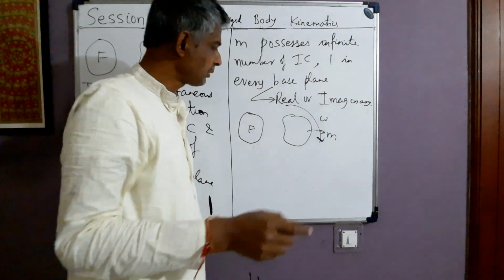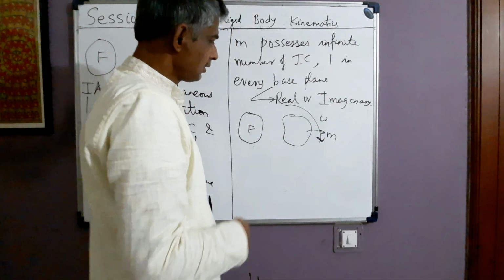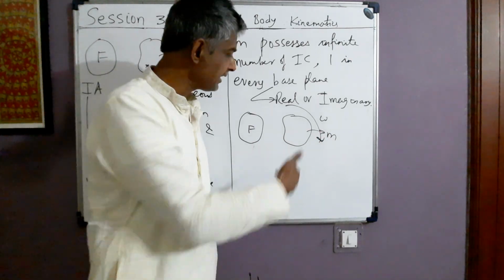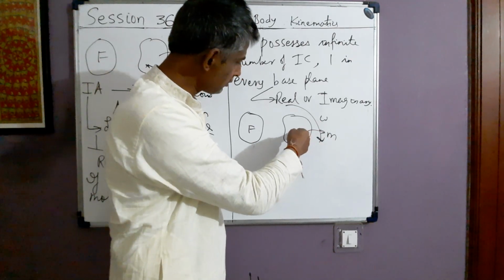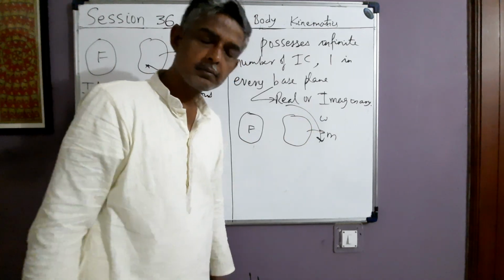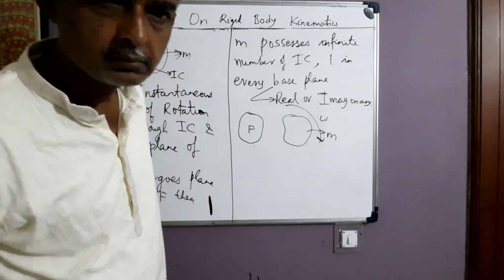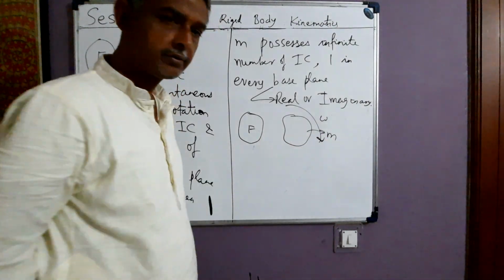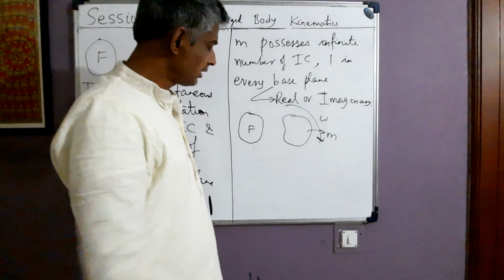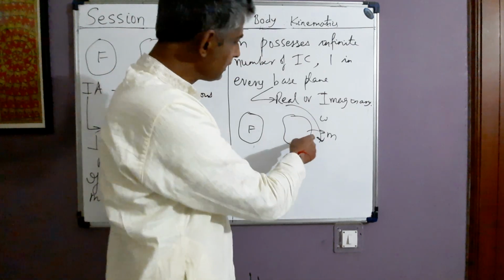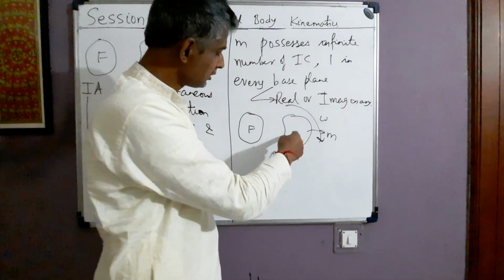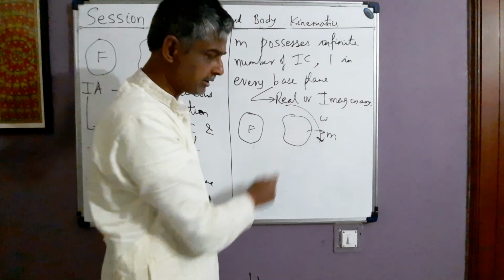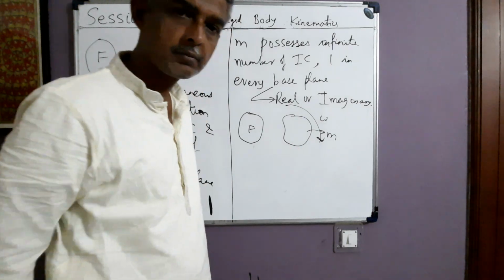It's a property of plane motion that all the real and imaginary locations of M on a straight line normal to the base plane have the same velocity. Is it clear what I'm saying? I'm saying that if M undergoes plane motion with respect to F, then all the real and imaginary locations of M on a straight line normal to the base plane will have the same velocity.